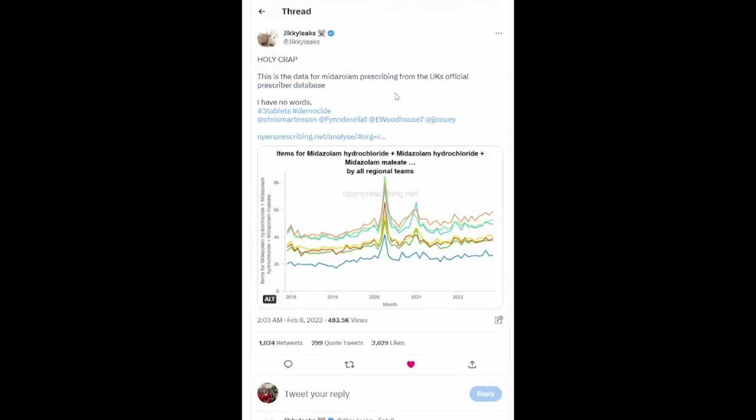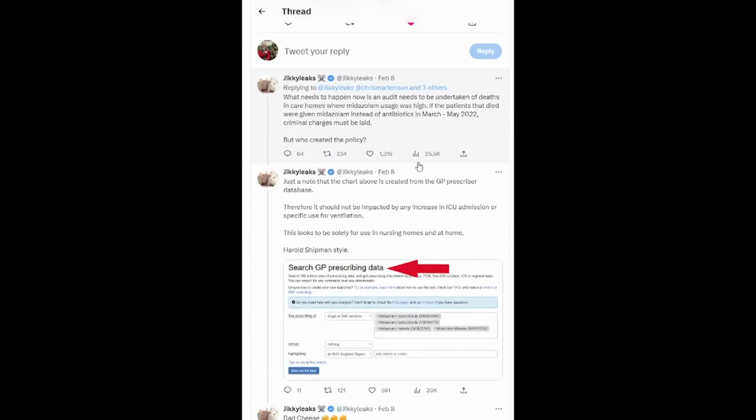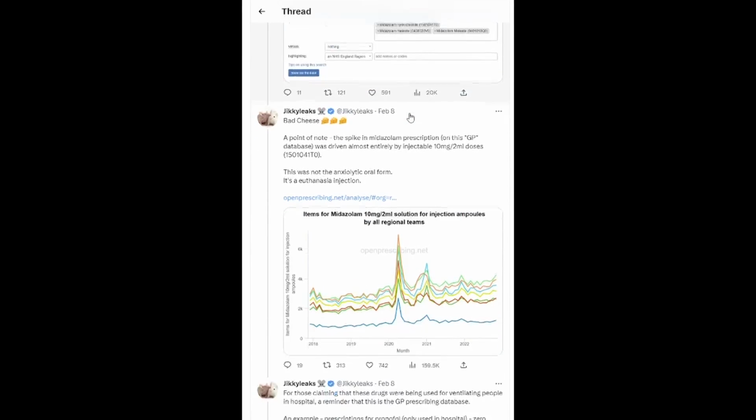The tweet that we have is obviously quite important too, and this is the UK's official prescriber database. What needs to happen now is an audit to see the number of deaths in care homes where midazolam use was high, and obviously if they were given midazolam instead of antibiotics, then criminal charges should be laid. But who created the policy? Well, it's a good point, because with Hancock in charge of the Department of Health, he should ultimately take the blame for that.